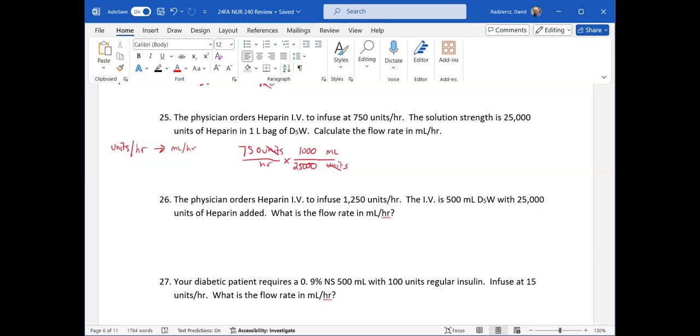Then we're going to take the numbers we got, 750 times 1,000, divided by 25,000. And then in the first scenario, you'll get 30 milliliters per hour.